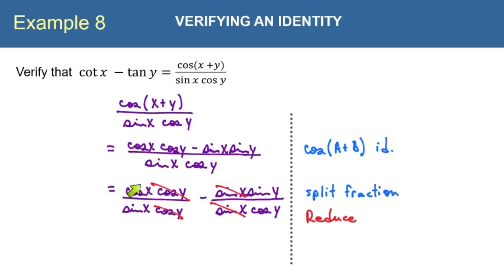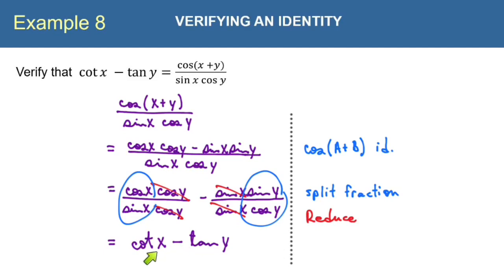Now if we look at what's left in the first term, we see cosine of x over sine of x. We know that we can use a quotient identity to restate that as cotangent of x. Then we have our minus sign. Over here in the second term, what's left is sine of y over cosine of y, which we know can be restated as tangent of y. And what kind of identities did we use to restate both of those? Those were quotient identities, so we write that over here on the right side. Now notice that what we've ended up with here is an exact match for what we wanted, and so that proof is finished.